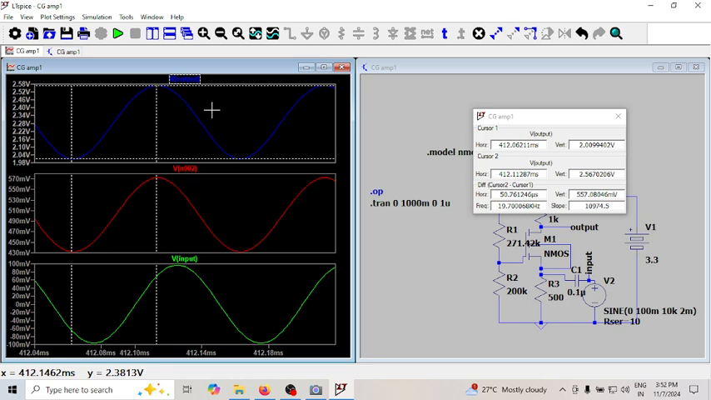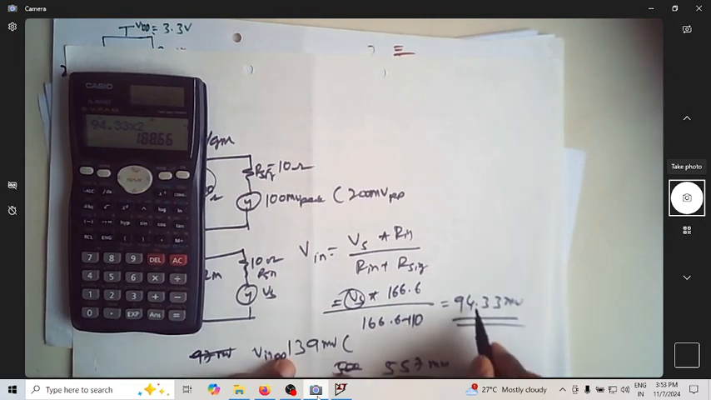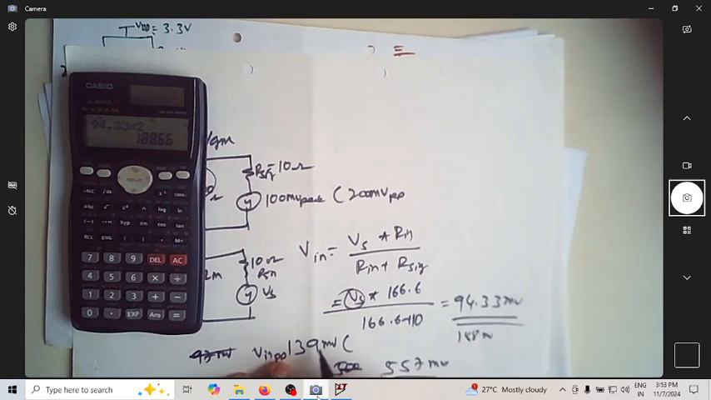So let us see these equations that we have now. Now 94.33 into 2, you're supposed to get 188 millivolt, which is twice of this, but you're getting 140.